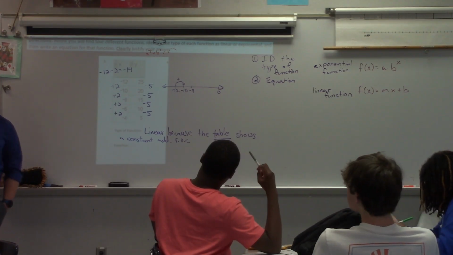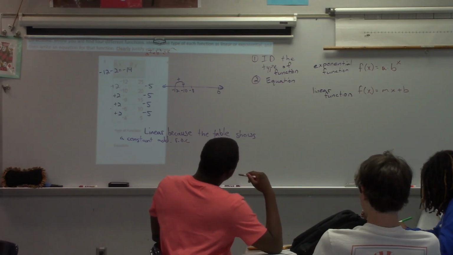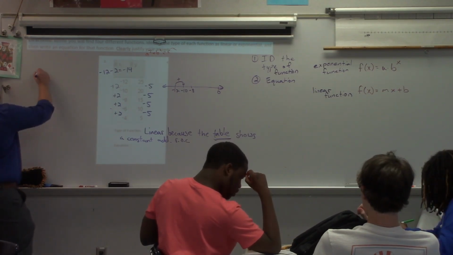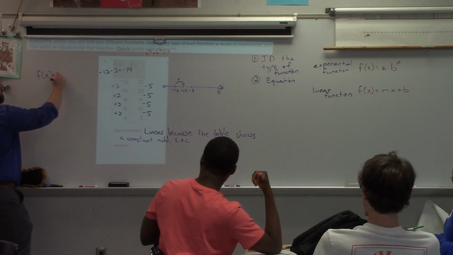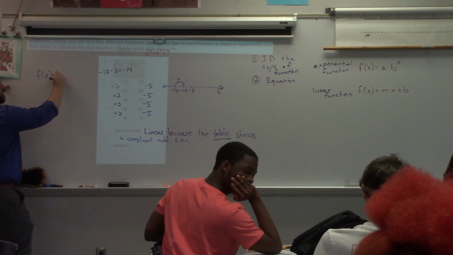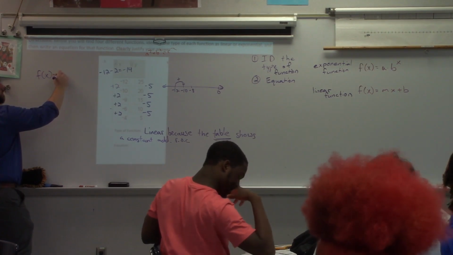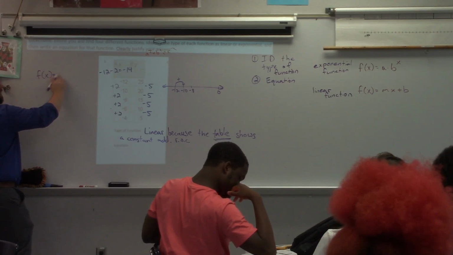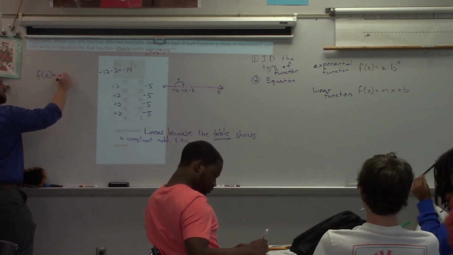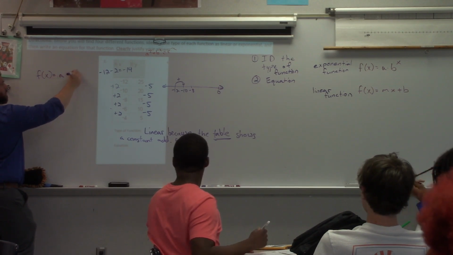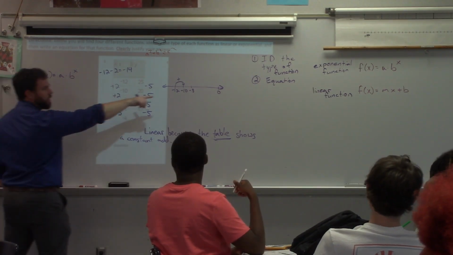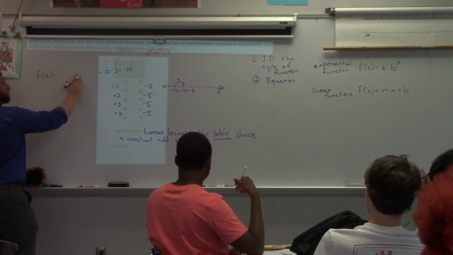All right. So as soon as I say linear, constant additive rate of change, what am I going to write down next? The equation. What's that equation? f of x equals... Linear is mx plus b. Exponential is a times b raised to the x. So we need to be careful. Linear is mx plus b.